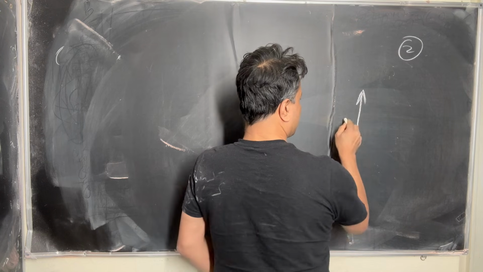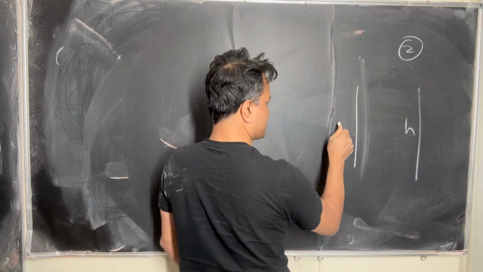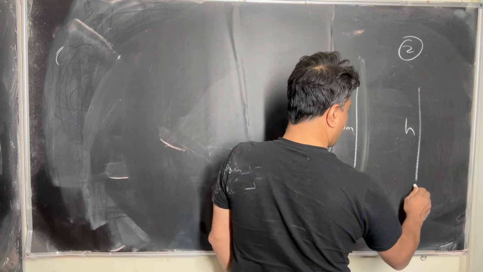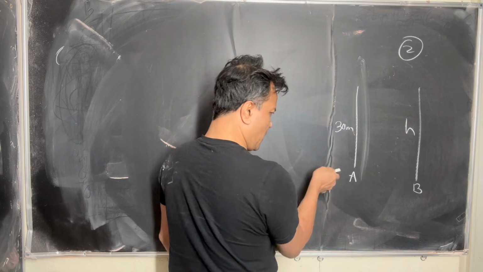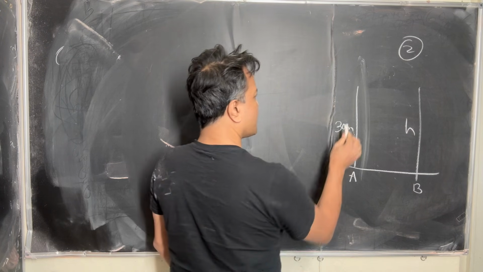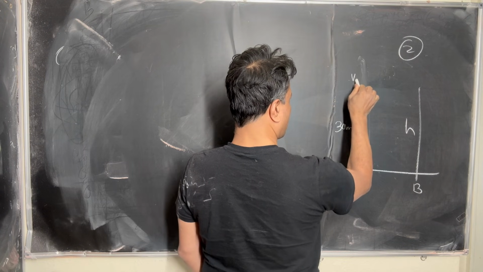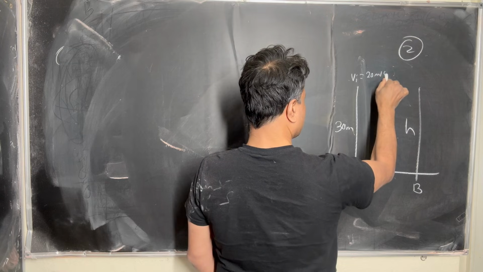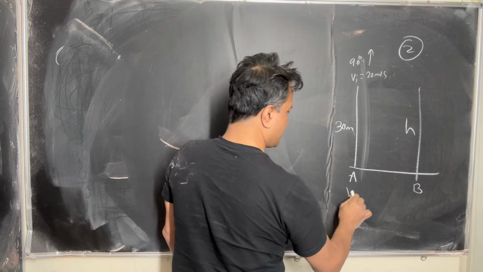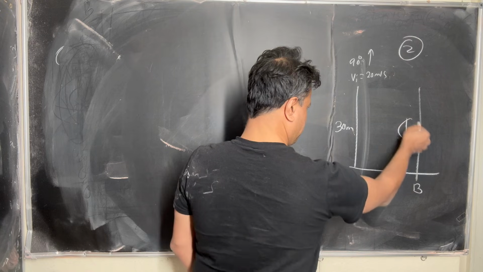Problem 2: you are on the top of a building of height h, which is given as 30 meters. This is ball A and this is ball B. Both balls hit the ground with the same velocity v. You drop one ball, and you throw the other ball with an initial velocity of 20 meters per second at 90 degrees, so you throw it like this. Since VA has to be equal to VB, finding this one will allow you to find the height.